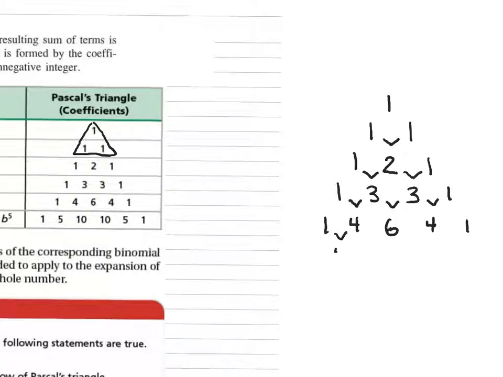So 1 and 4 is 5. 4 and 6 is 10. 6 and 4 is 10. 4 and 1 is 5. With 1s on the left and right. So that's how we construct Pascal's triangle. Now we're going to talk about how we use it.